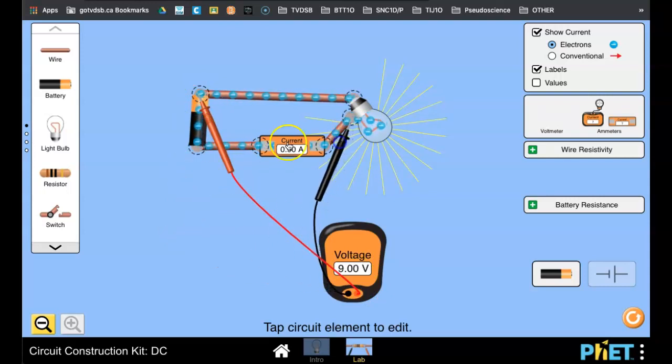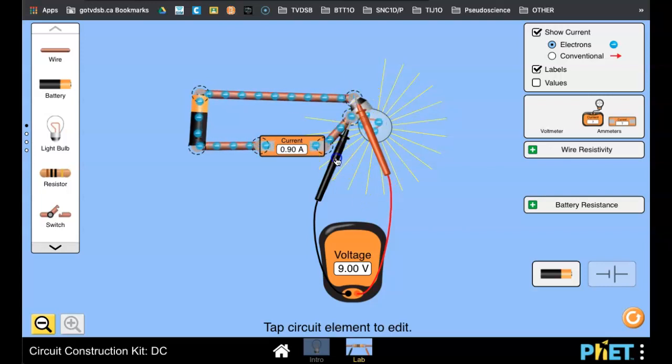Over here, that light bulb is 9 volts. That means that between when the electrons go into the light bulb and when they come out, they lose 9 volts of energy. Right? So that is a 9 volt light bulb.